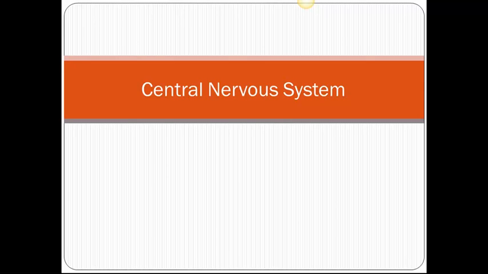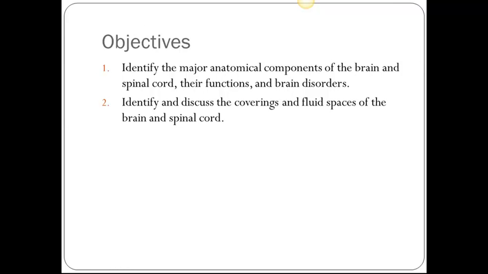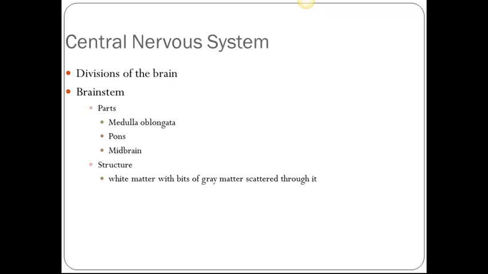Central Nervous System Lecture. In this lecture we will identify the major anatomical components of the brain and spinal cord, their functions, and brain disorders. We will also talk about and identify the coverings and fluid spaces of the brain and spinal cord.